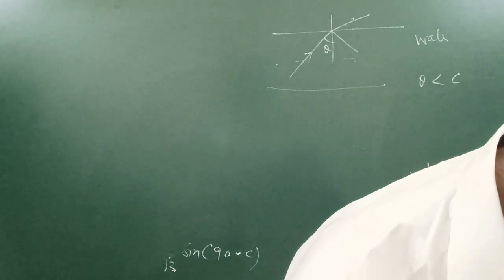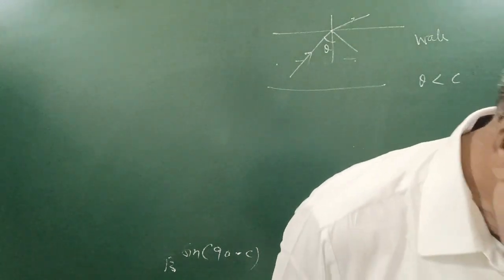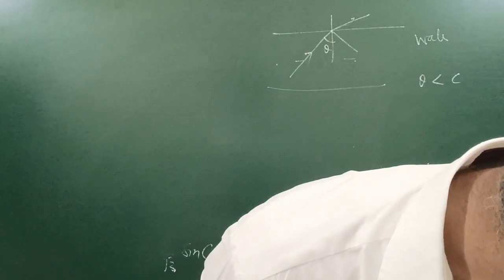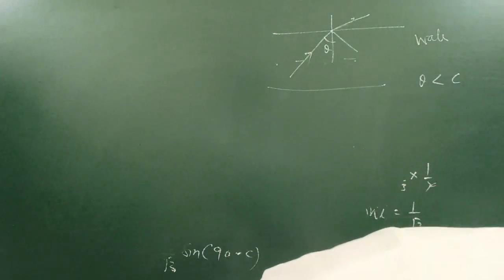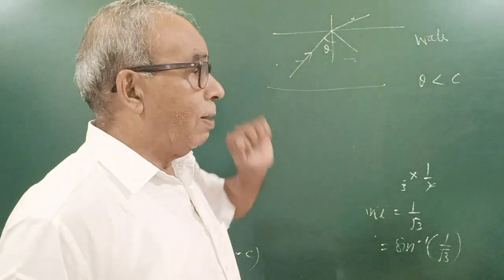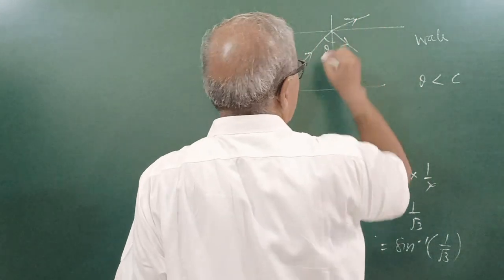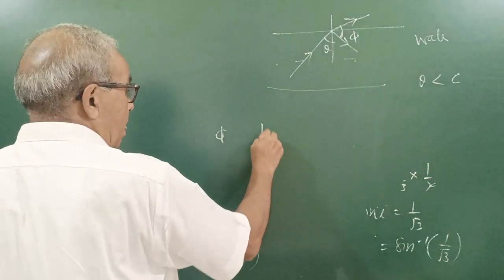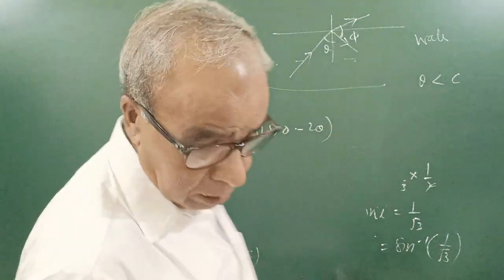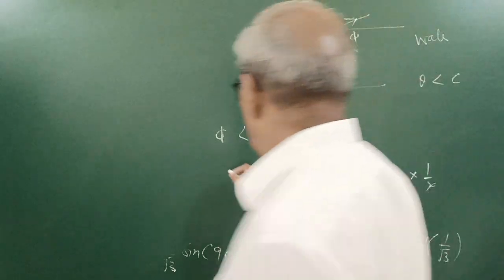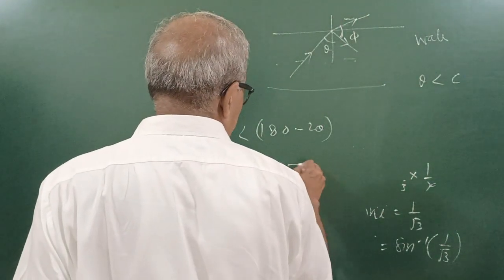Then they say a reflected ray and a refracted ray, and the angle between them will be less than 180 minus 2 theta. That means there is an incident ray, a reflected ray and also a refracted ray. The angle between the reflected and refracted rays, suppose it is phi, they say this phi will be less than 180 minus 2 theta, and another option is that phi will be greater than 180 minus 2 theta.